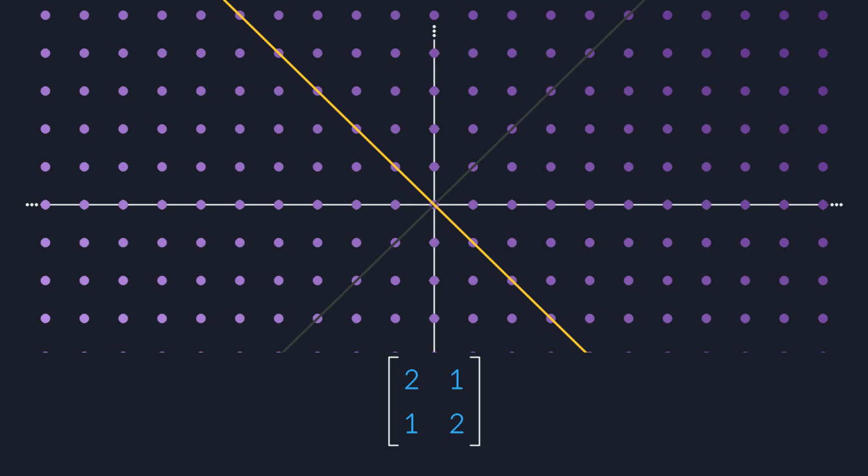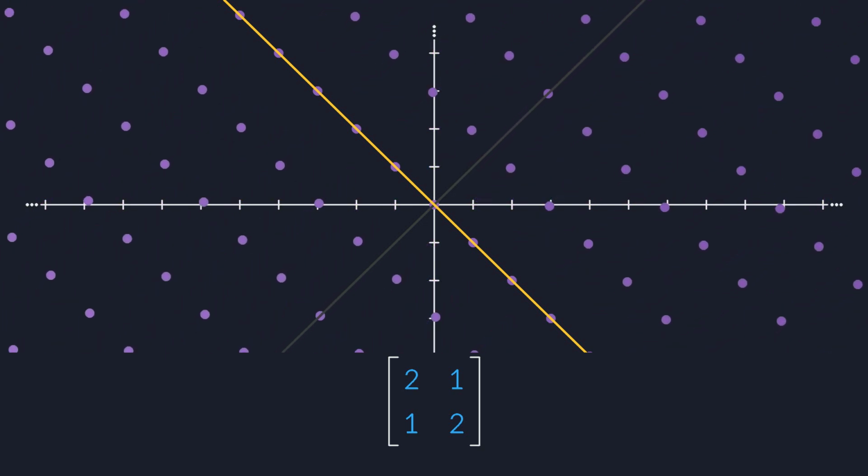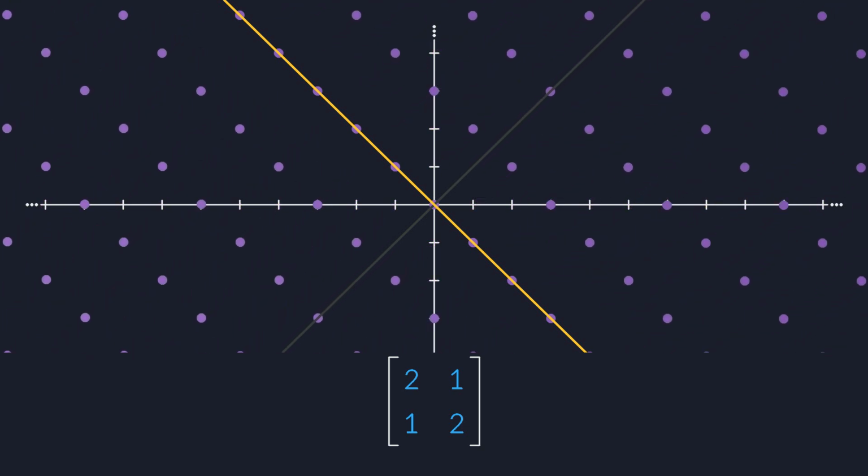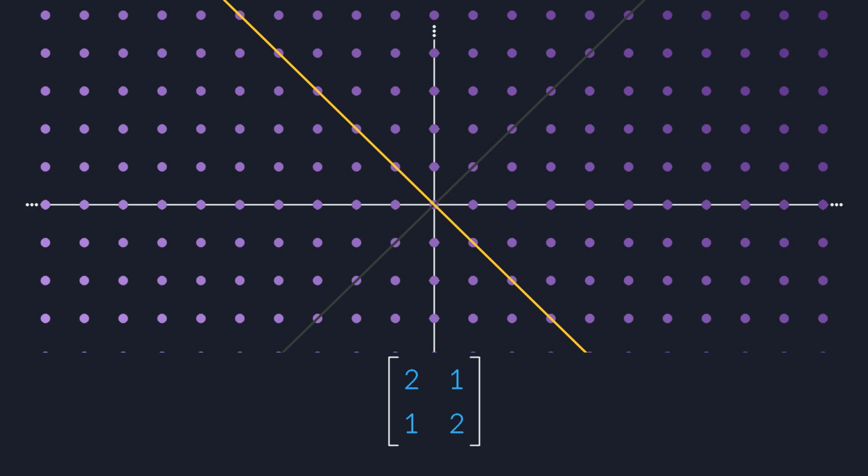Here is another line with the same property. This time, the vectors don't even get stretched at all. They just stay put. The transformation has absolutely no effect on them. Vectors that stay on their line are called eigenvectors. The factor by which they get stretched is called the eigenvalue. So the vectors on this line are all eigenvectors, and their eigenvalue is 3. And the ones on this line have an eigenvalue of 1.